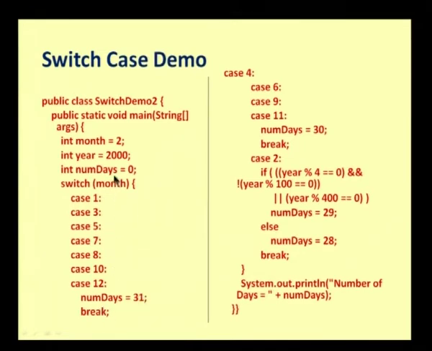If the month falls in any of these values, this will be executed and this break will be executed, and then I will come out of my switch case statement. If it goes to the next case, that is 4, 6, 9 and 11, the number of days will be assigned to 30, and after this break I will come to the end of my switch statement.